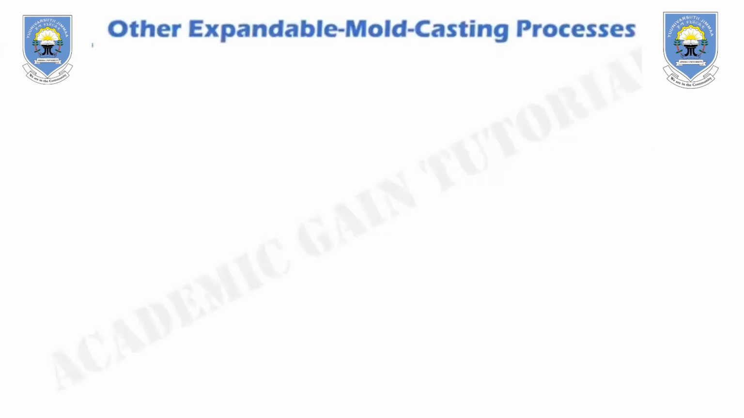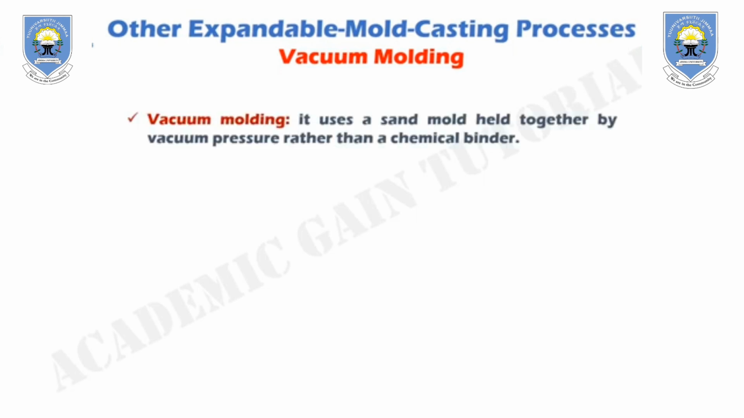So, into the topic. Except sand casting, there are other casting processes that have been developed to meet special needs. The difference between these methods is in the composition of the mold material, or the manner in which the mold is made, or in the way the pattern is made. Vacuum molding uses a sand mold held together by vacuum pressure rather than a chemical binder. It was developed in Japan around 1970.